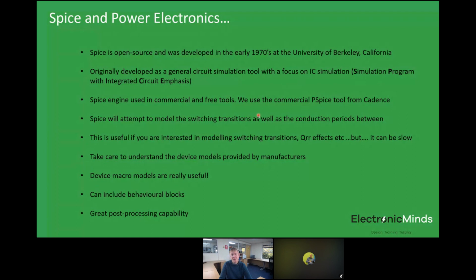One good thing about SPICE is there's a great post-processing capability. So when you get the results of your simulation out, you can perform all sorts of mathematical functions on all of the different parameters and look at some really interesting effects. And that's very powerful when you want to look at all sorts of different things here. So I'll show you that in just a moment.